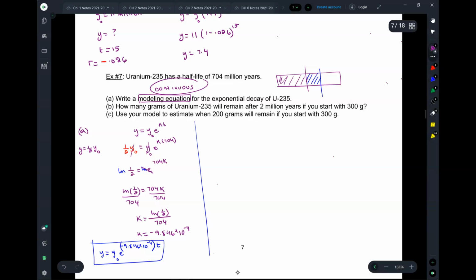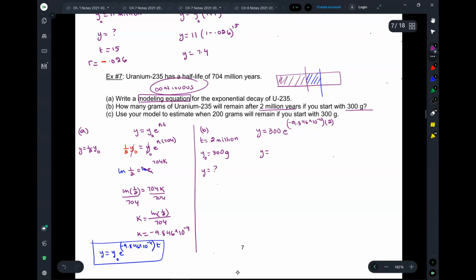Part B says, how many grams of uranium-235 will remain after 2 million years if you start with 300 grams? So for part B, t is 2 million. Y naught is 300 grams, and you need to find y. So y equals 300 e to the negative 9.846 times 10 to the negative 4 times t, which is 2. We're going to plug this into our calculator.